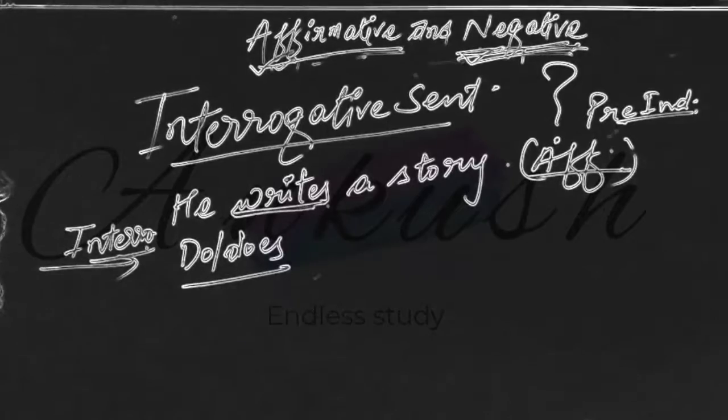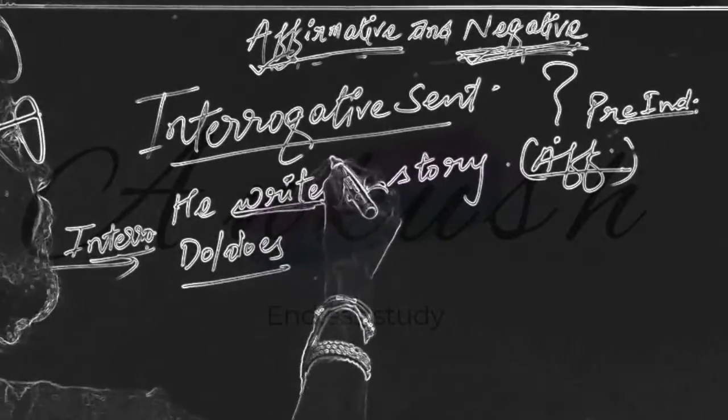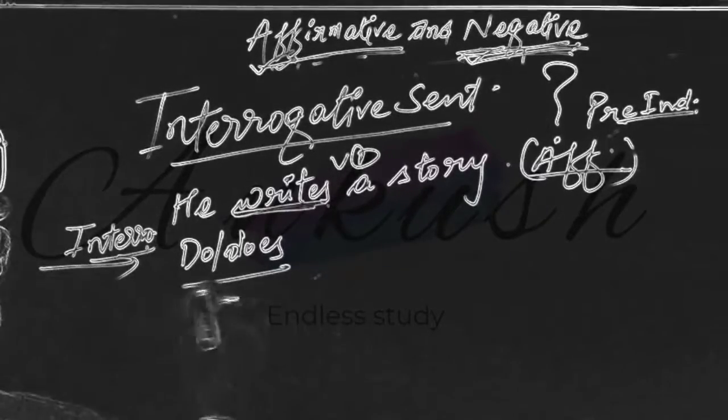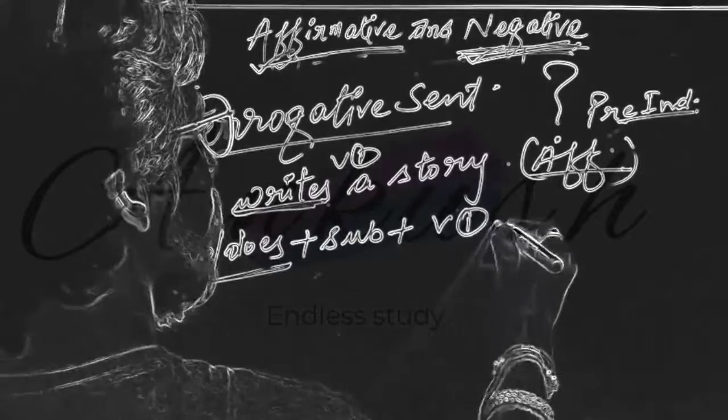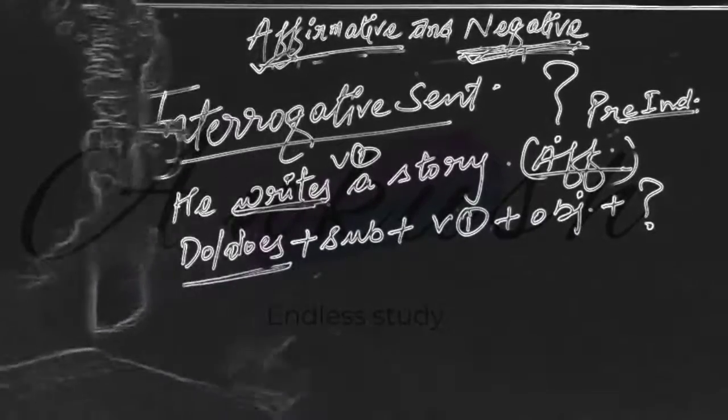Because this sentence is in present indefinite. How do we come to know? Do you know how we come to know whether it is in present indefinite or past? Because here "write" is the verb first form, and by seeing this we can identify that it is in present indefinite. So the helping verb used will be do or does, plus subject plus verb first form plus object plus question mark.